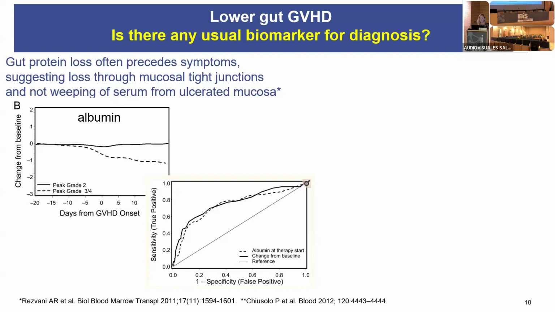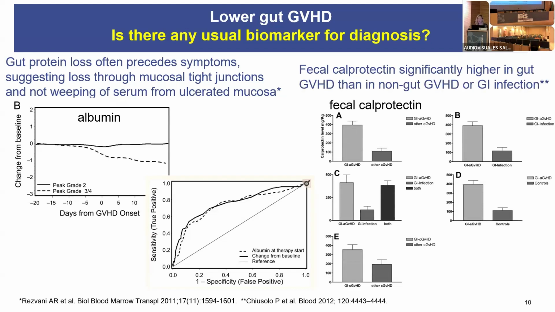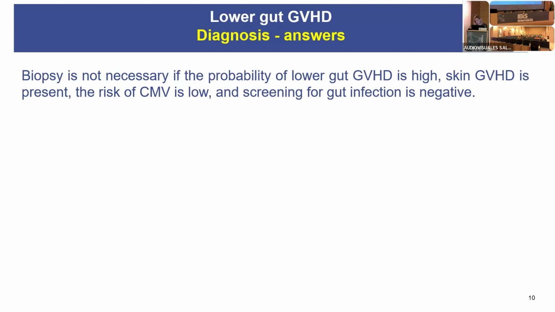And gut protein loss precedes symptoms because there is a loss through mucosal tight junctions and not weeping of serum from ulcerated mucosa. There's also some interesting data on fecal calprotectin, which is significantly higher in GI GvHD than in non-gut GvHD or GI infections. So there may be a place for some more readily usable biomarkers in GvHD as well.